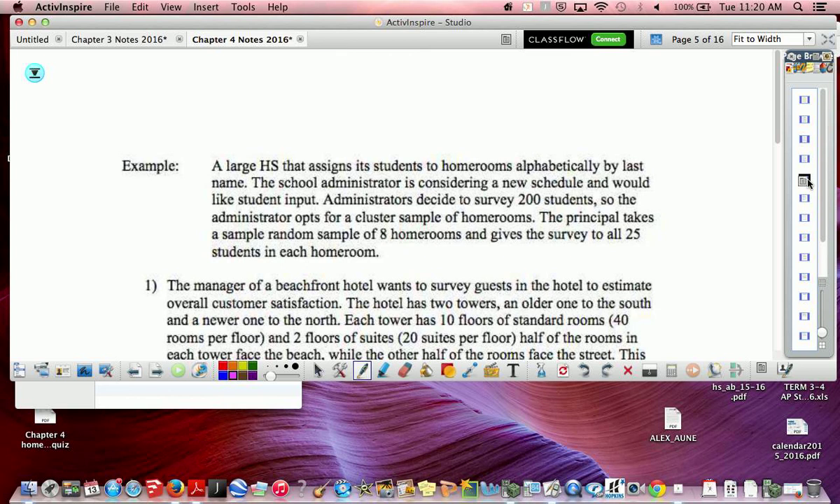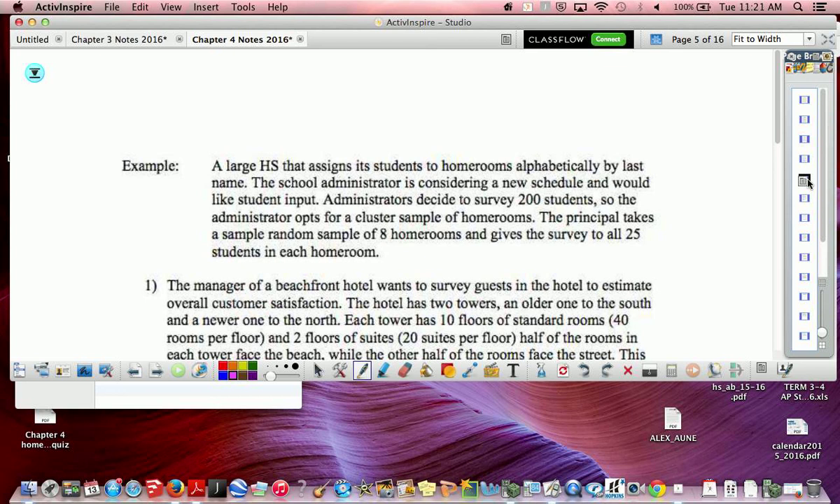Okay, so this example here talks about, similar to what we were just discussing, high school. Here at Hopkins High School, we assign your homerooms or advisory by alphabetical order. So our administration might want to collect a sample from the senior class, so he could randomly pick 3 advisory groups to be a part of his sample. That would be an example of clustering.